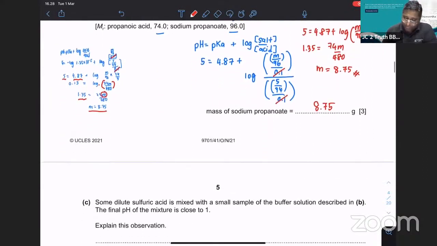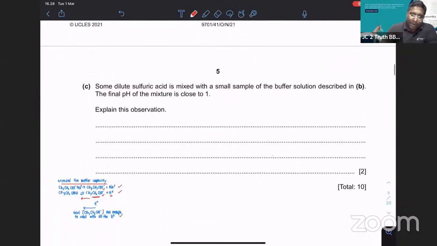So that is going to be 3 marks. Some dilute sulfuric acid is mixed with a small sample of this buffer solution. Do remember this buffer solution pH was 5. So you are going to add the sulfuric acid, and then the final pH of the mixture suddenly becomes 1. If the buffer is working, the buffer will still maintain the pH at 5. But if the pH of the mixture is close to 1, it means you have already exceeded the buffer capacity.